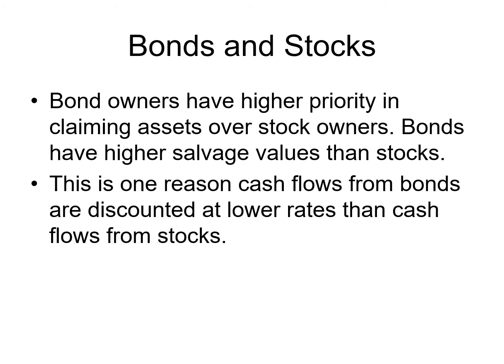Bonds and stocks. Bond owners have high priority in claiming assets over stock owners. Bonds have higher salvage values than stocks. This is one reason cash flows from bonds are discounted at lower rates than cash flows from stocks.